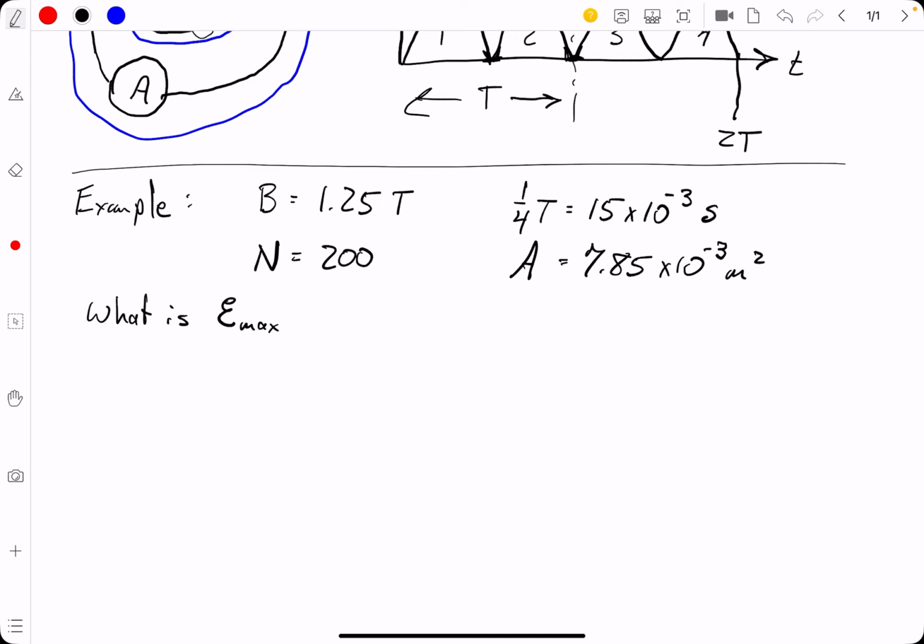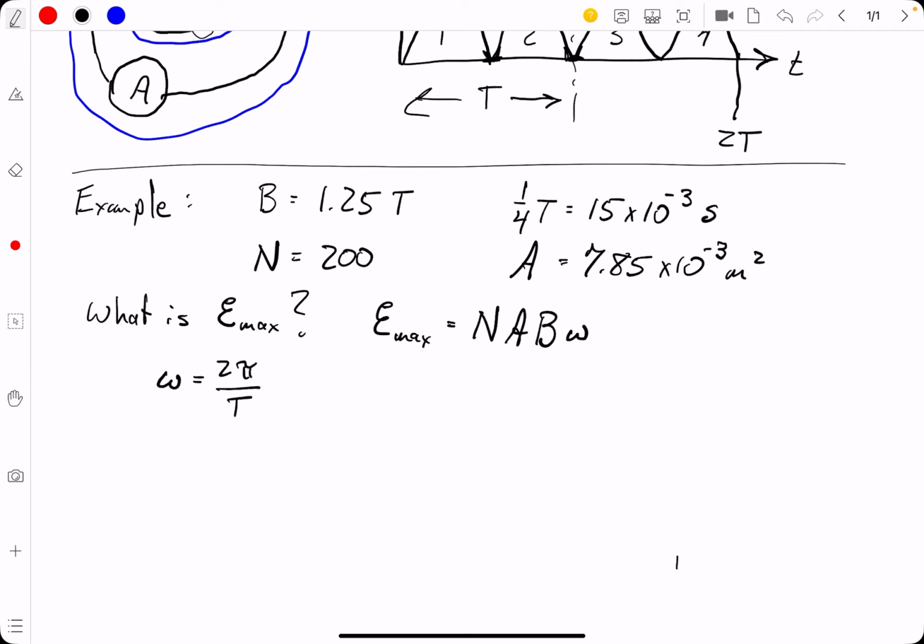So let's figure that out. It's got to be not too hard. Epsilon max is equal to N A B times omega. So what's the hard part here? We've got N. We can easily plug that in. A is quick and easy. B is quick and easy. The only trouble is omega. So what's omega? That's 2 pi divided by T.